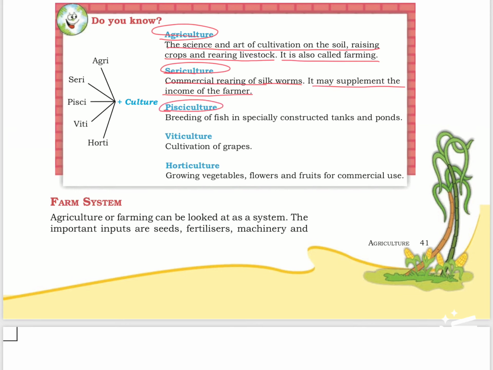Next we have pisciculture, breeding of fish in specially constructed tanks and ponds. This is called pisciculture. Next we have viticulture. This is cultivation of grapes. Next we have horticulture, growing vegetables, flowers and fruits for commercial use.